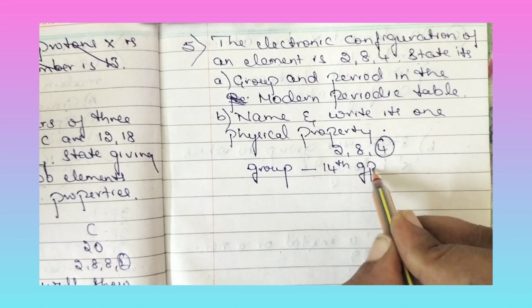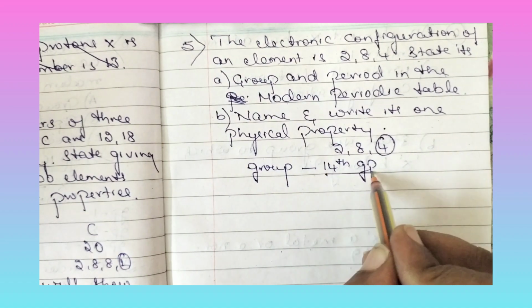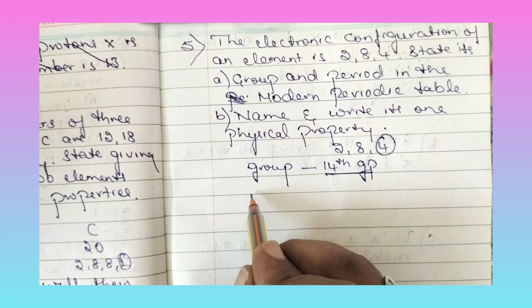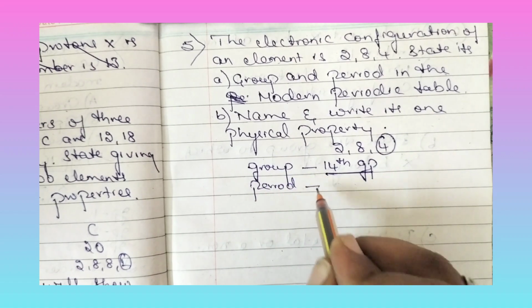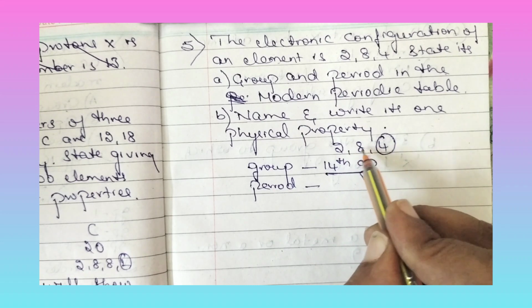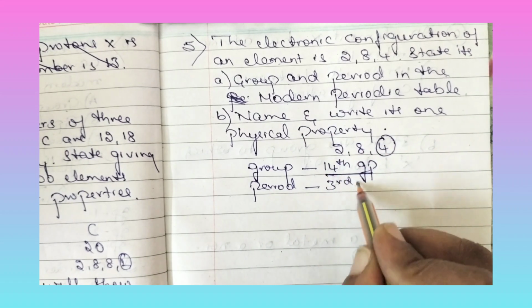Valency 1, first group; 2, second group; 3, 13th group; 4, 14th group; 5, 15th group; 6, 16th group; 7, 17th group; 0, 18th group. So the group number is 14th group. Then we have to count which period it belongs to. K, L, M, 3 shells are there, therefore it belongs to the third period.